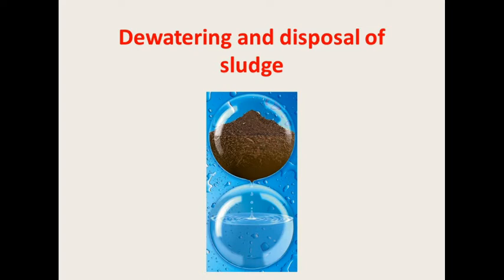There are different types of thickeners used in the process of sludge thickening. What are the various devices used in sludge thickening? The first one is the screw type thickener, a multi-disc screw, which is used for the thickening process. Typically this process consists of a thickening and dewatering zone.